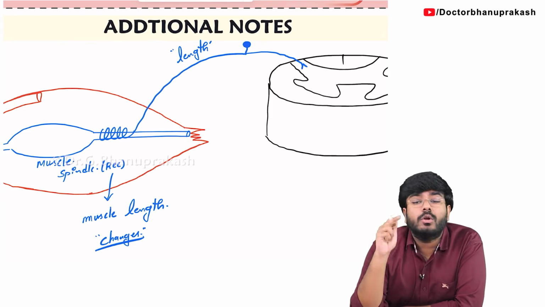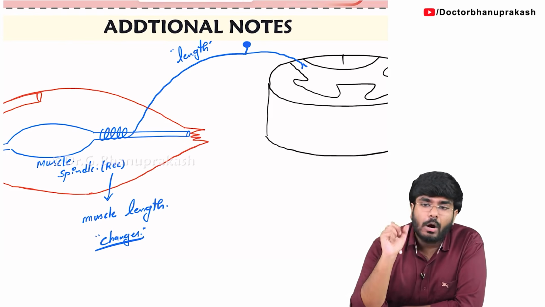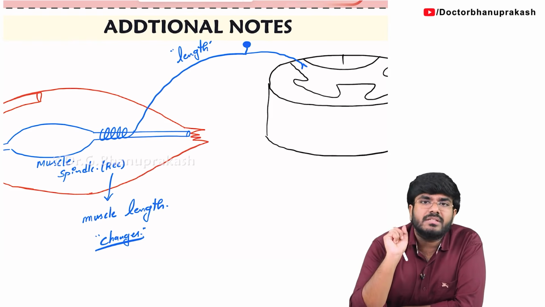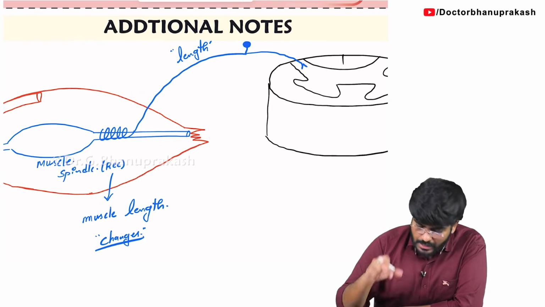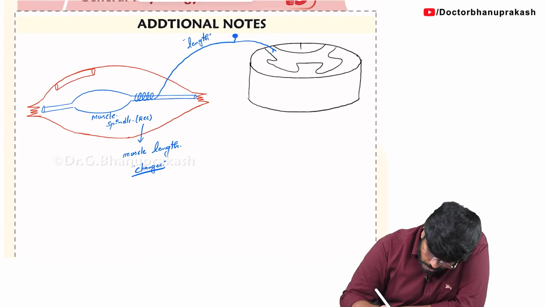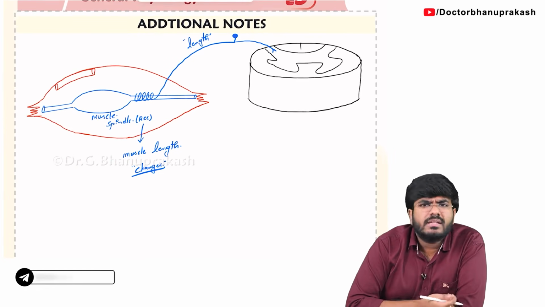Consciously, but your spinal cord knows how the muscle length is changing, how the biceps length is changing, how the triceps length is changing. Your central nervous system knows, your spinal cord knows it. Okay. So now you tell me, first of all, is this a sensory neuron or motor neuron? Definitely this is a sensory neuron.